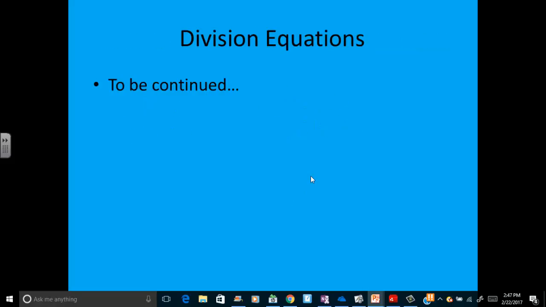Division equations to be continued. Like I said, we will do that later in the week or next week because I want to do multiplication and division at the same time. Make sure your notes are filled in. If you have to rewind to go over this, do so that all of your notes are filled in.